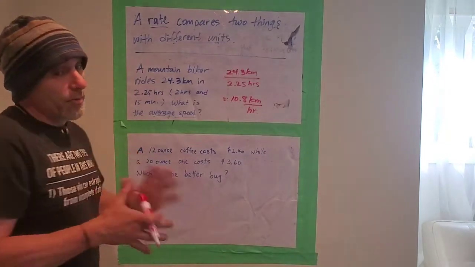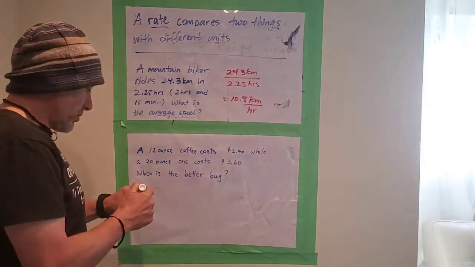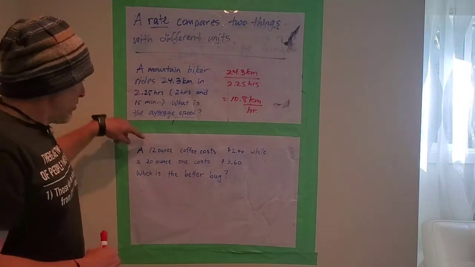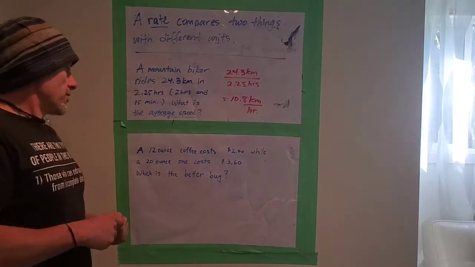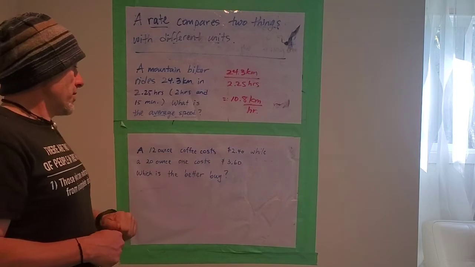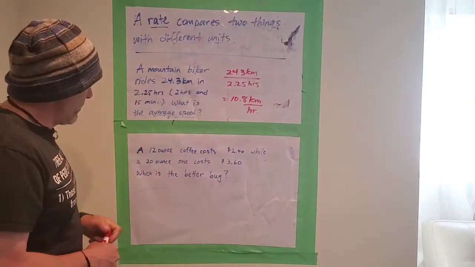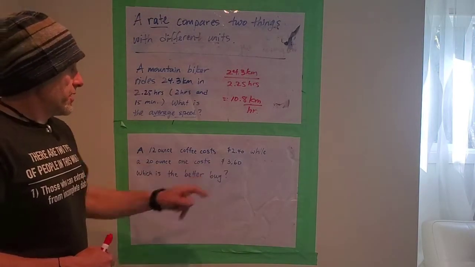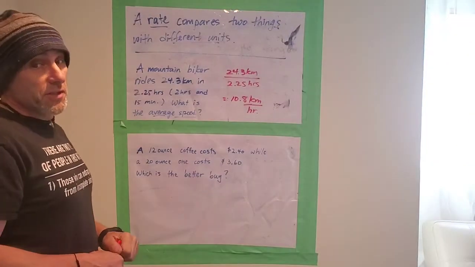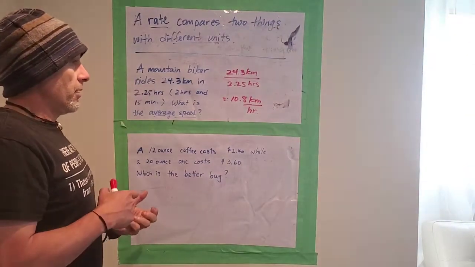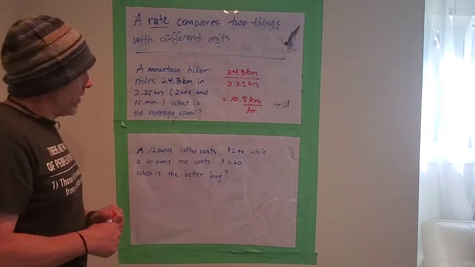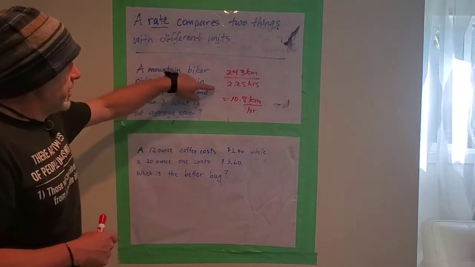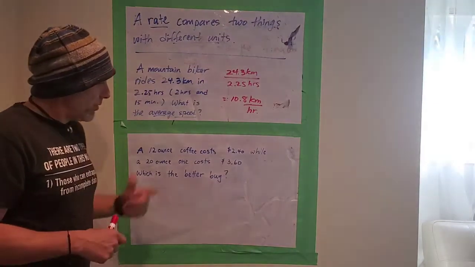Well, you can't go to Tim Hortons or Starbucks anymore because those are closed, but we can still get coffees. A 12-ounce coffee, I don't know why coffee is measured in ounces, costs $2.40, while a 20-ounce coffee costs $3.60. The question is, which is the better buy? Well, we'll see how we can answer that. One of the first things we can do is make a unit rate like we did with the mountain biker.